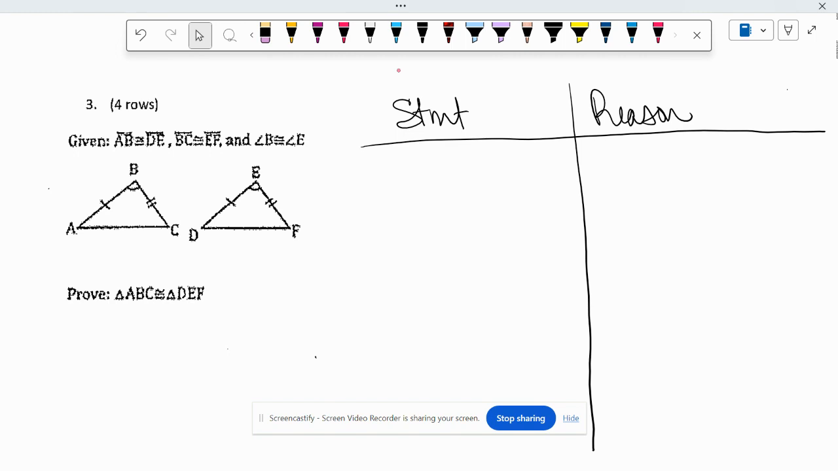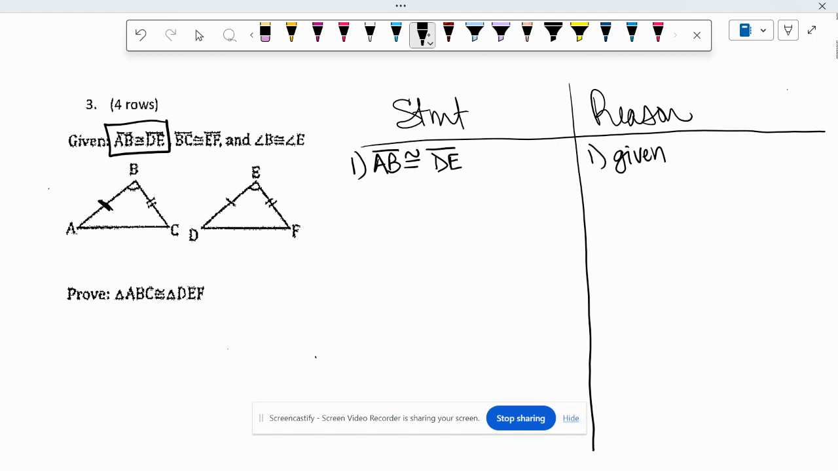Yeah. Okay, so what are we going to do first? We start with our what? You start with the givens. You always start with your givens. So our first given, segment AB is congruent to segment DE. Given.